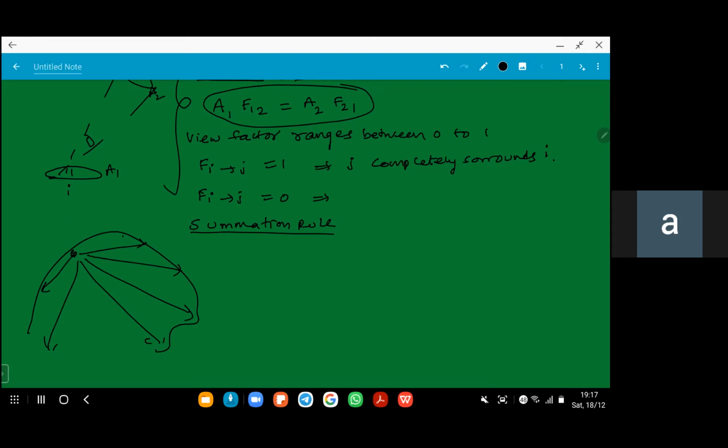So the sum of the view factors from surface I of any enclosure to all surfaces of the same enclosure, and remember, including itself, must be equal to unity.